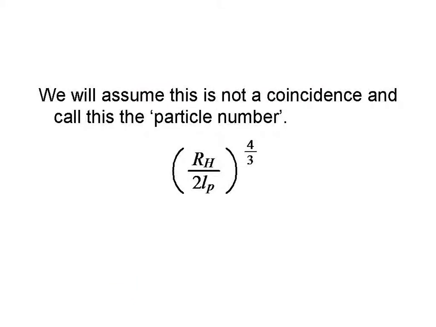Now we're jumping ahead a bit. It'll be supported quite well as we go. But we will assume that this is not a coincidence, and we're going to call this the particle number. This value here, r sub h divided by 2lp raised to the 4/3 power, actually represents the ideal number of particles in the observable universe.